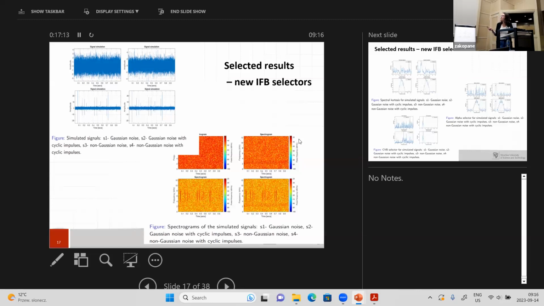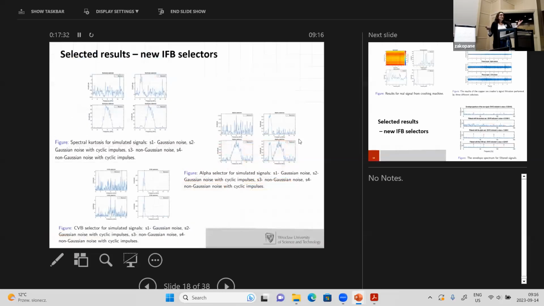Here you have the spectrograms, and from the spectrograms you can see some large impulses for the signal S3. This is the case without local damage, and this is the most challenging case. The informative frequency band is around 2 kilohertz. And for these signals, we applied our method.